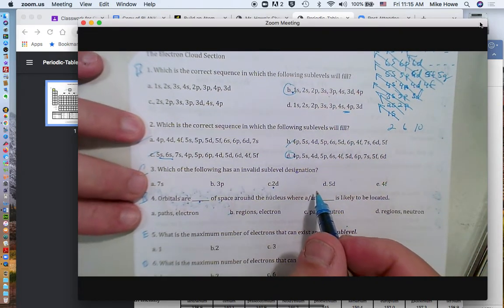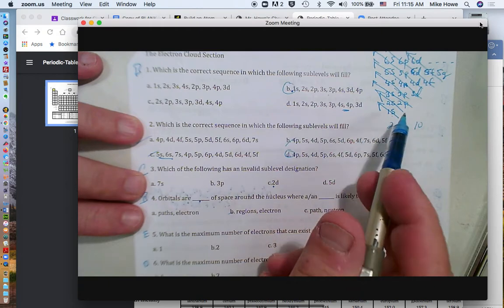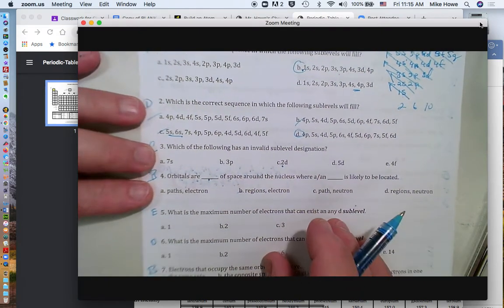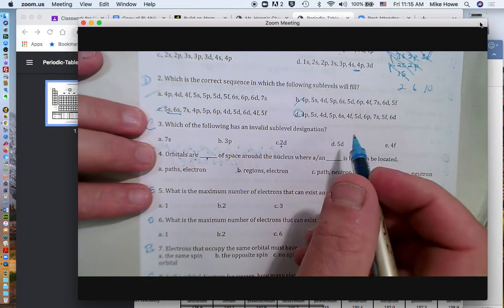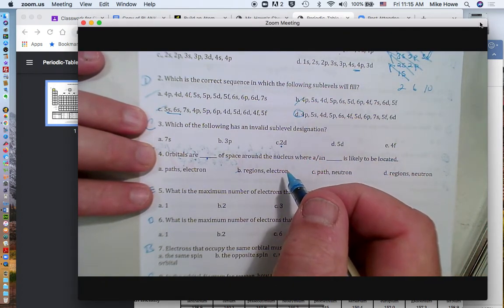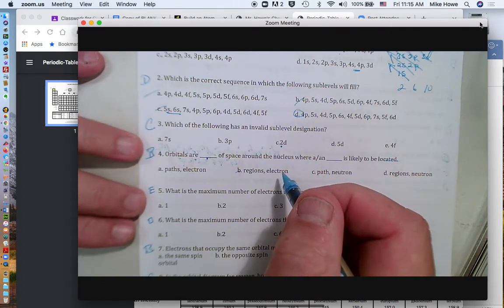Okay, which one of these is not valid? Well, there's no such thing as a 2d. See, empty spot there. Orbitals are places in space. We call them a region in space. And the electrons, of course, are in the orbitals. So the answer to that was B.